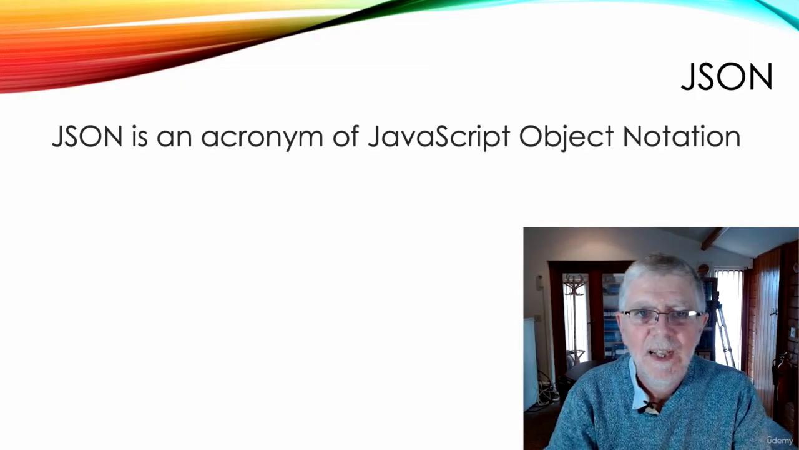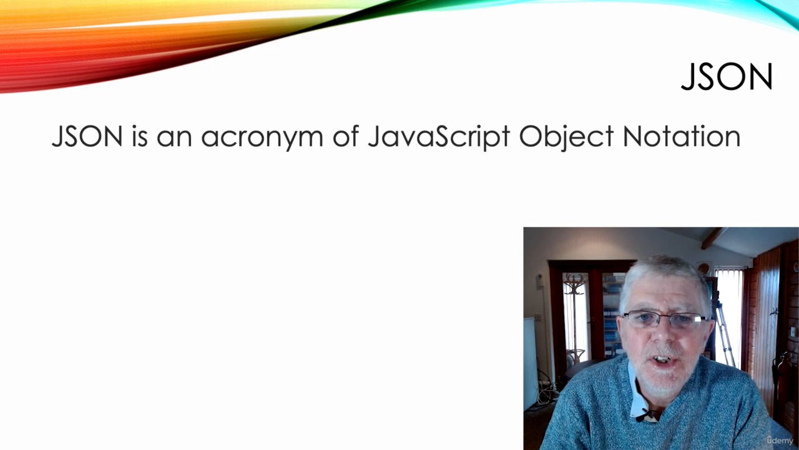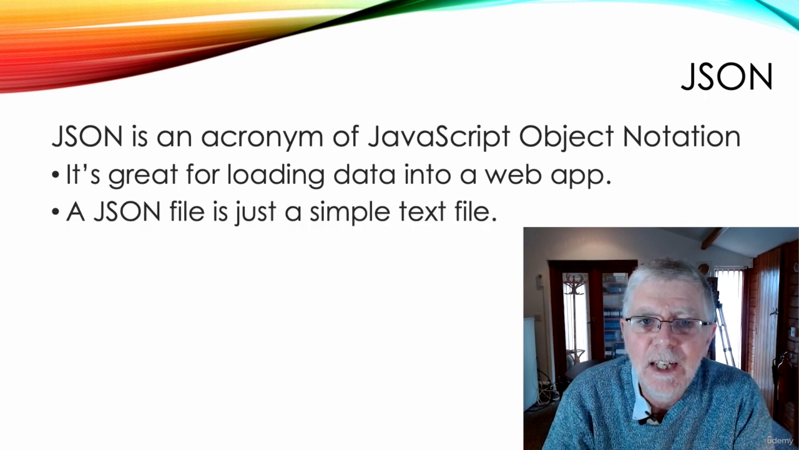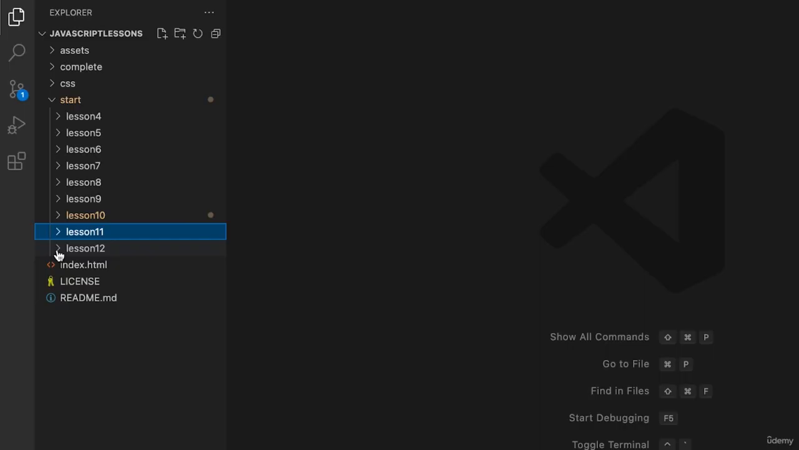JSON. JSON stands for JavaScript Object Notation. It's great for loading data into a web app. A JSON file is just a simple text file. Take a look at characters.json from the folder Start Lesson 12.